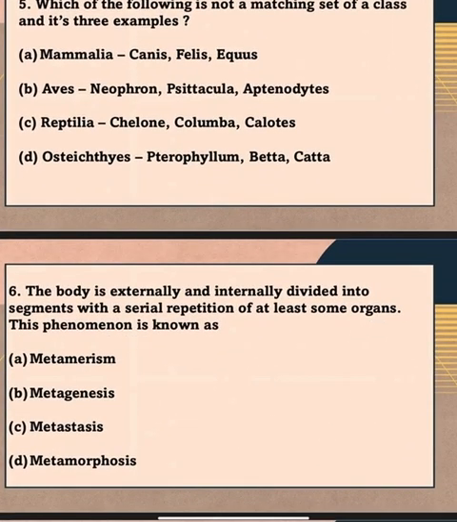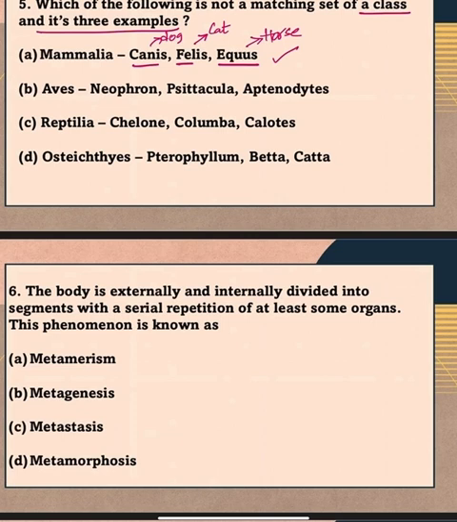Which of the following is not a matching set of a class? It has 3 examples. They are asking for the wrong statement. We know Mammalia: Canis meaning dog, Felis meaning cat, Equus meaning horse. These 3 are scientific names of these organisms respectively. All 3 belong to Mammalia. Correct.